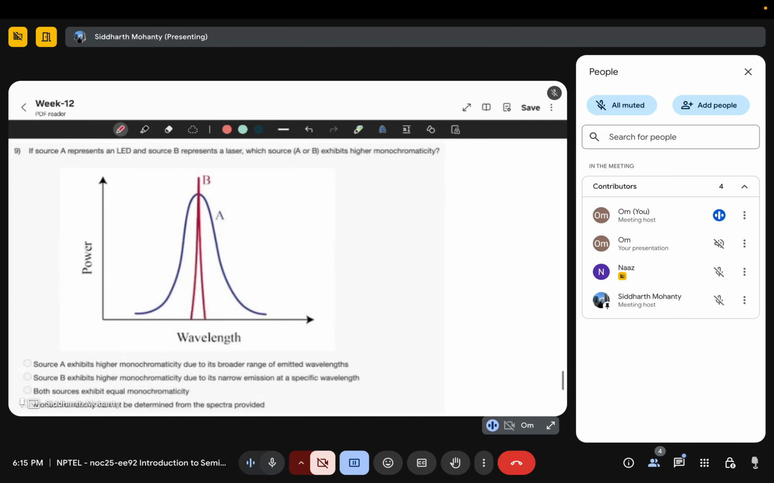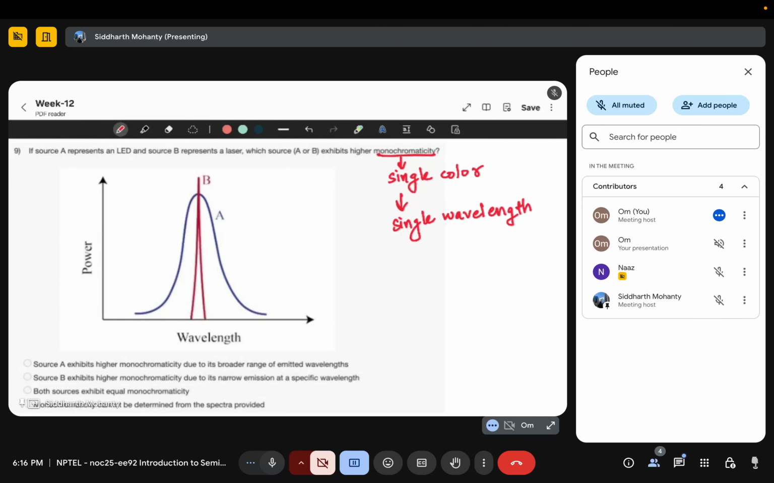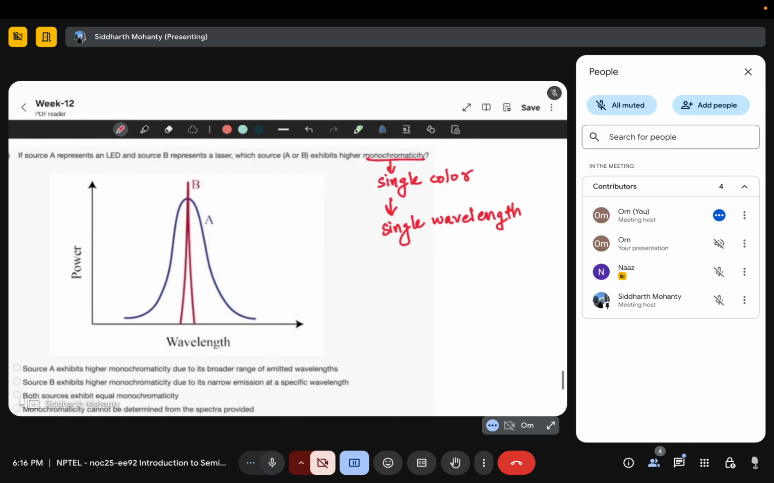If source A represents an LED and source B represents a laser, which source, A or B, exhibits higher monochromaticity? Monochromaticity means single color. So a single color will have a single wavelength. So among A and B, whichever has less dispersion in wavelength will have higher monochromaticity.